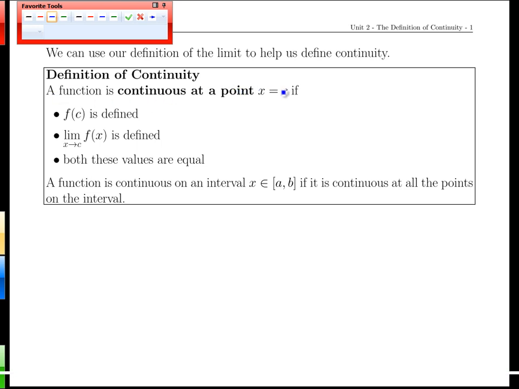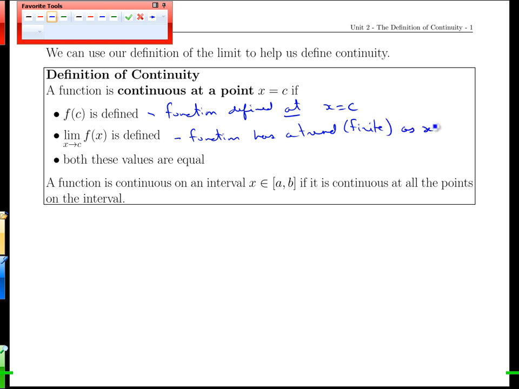A function is continuous at a point if the function is defined at the point. So that's the first criteria. And I'm going to emphasize the "at" part there. When we plug in the number c into our function, we get something finite back. And also, the limit as x approaches c of f of x is also defined. And so the function has a trend, and trends to a finite number as x approaches c.